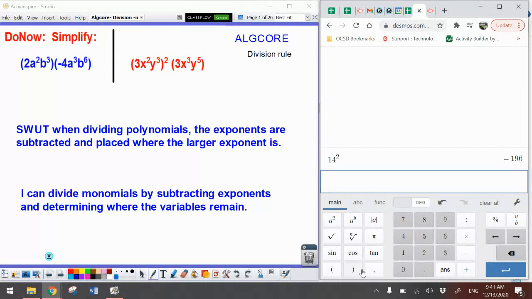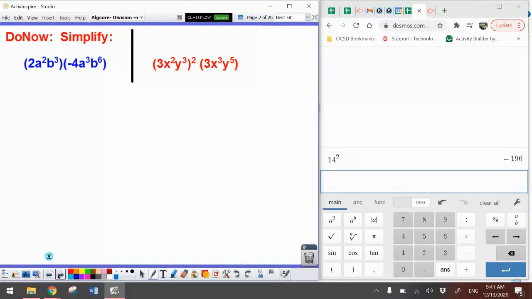And we're going to have to do some simplifying of fractions, so I would suggest having your Desmos calculator open as you work today. And let's go ahead and do a quick little review of what we've been working on for the last couple days with the product rule and the power to power rule. So go ahead and hit pause and see what you can do with these two problems.